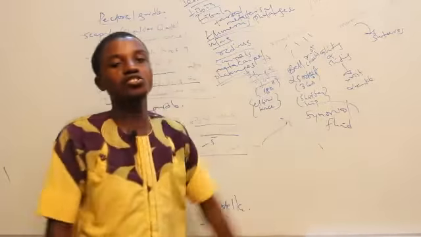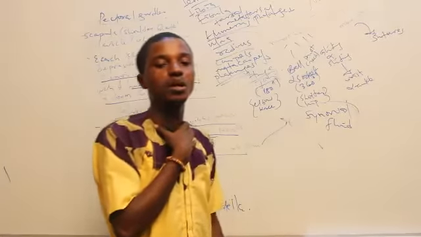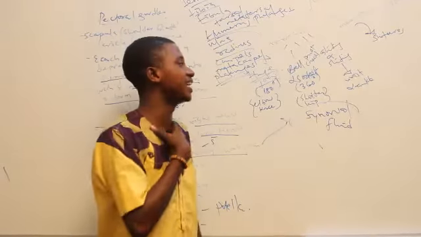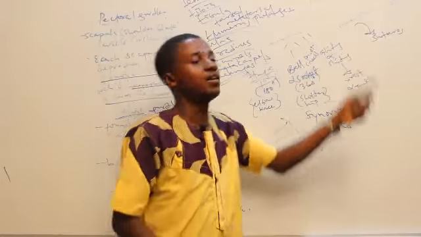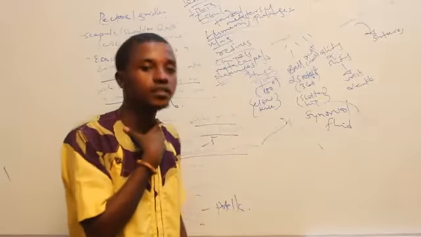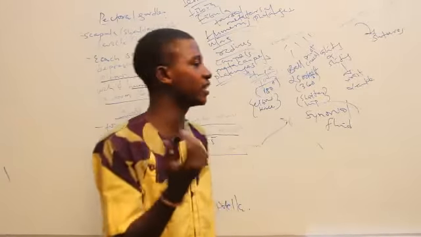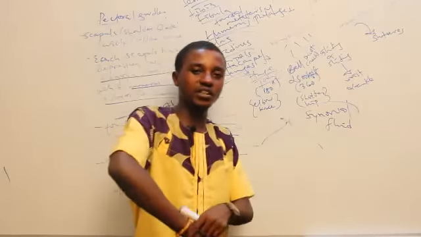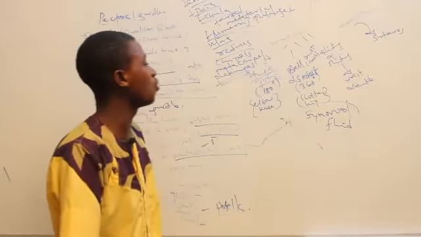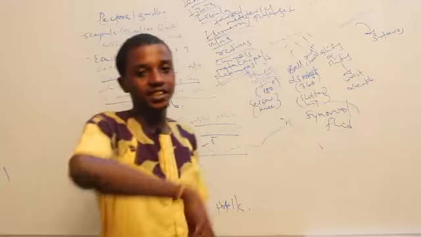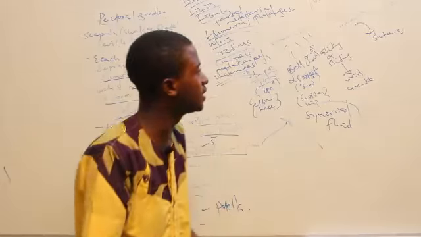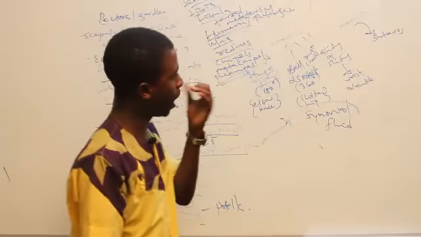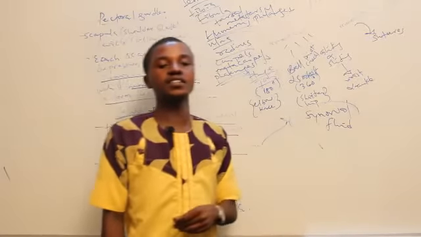So we have the pivot joint. The pivot joint is found in the neck region, where we have the atlas and the axis. In the neck region, you can easily do your nodding or your rotation, the atlas and the axis. And lastly, we have the gliding and sliding joint, and they are found in the wrist and the ankle as well.